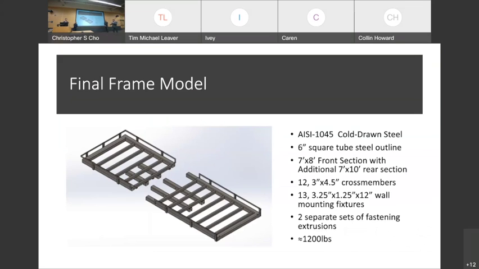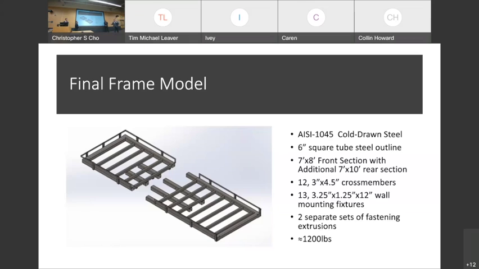So we narrowed it down to a final model for our frame. We constructed it out of our AISI 1045 steel with a 6-inch square tube steel outline. Once again, a 7 foot by 8 foot front section with our 7 foot by 10 foot rear section. It's going to be comprised of 12 3 by 4.5 inch rectangular cross members spanning it, with 13 3¼ inch by 1¼ inch by 12 inch tall wall mounting fixtures surrounding the outside.